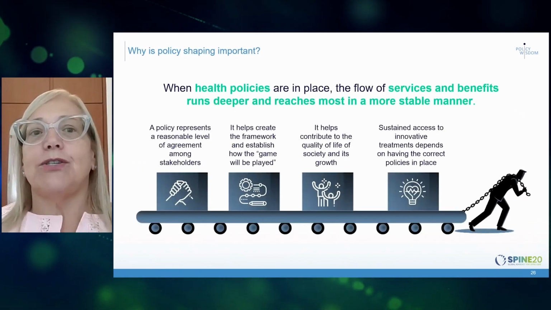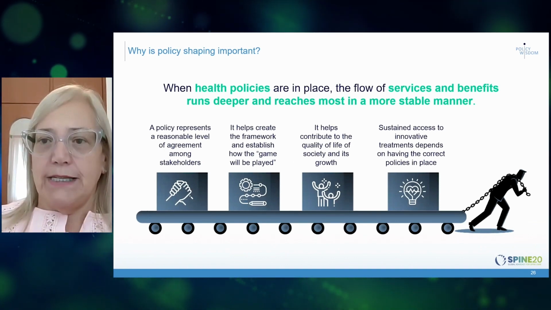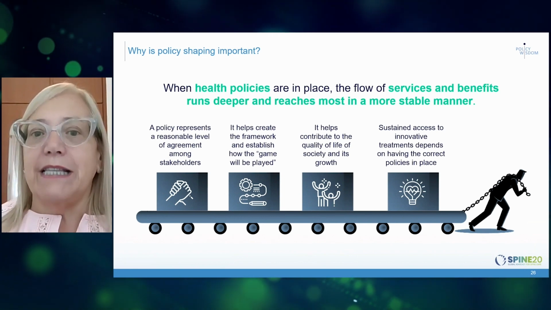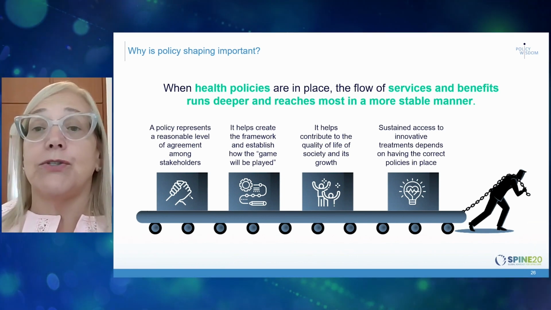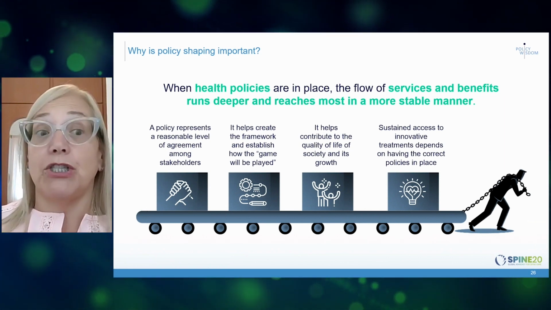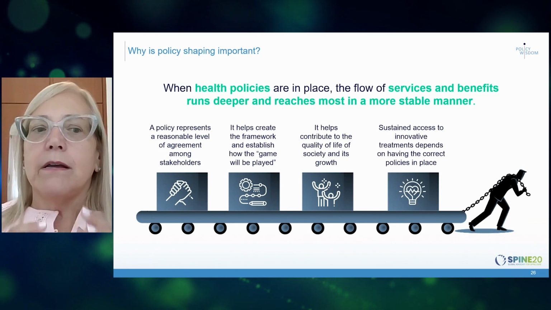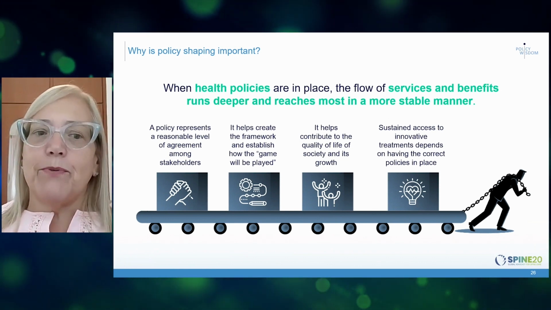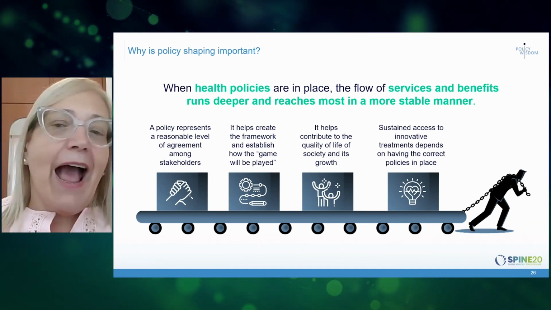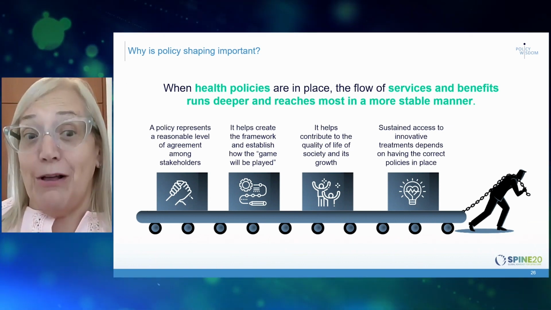So why is it so important to do policy shaping? Because when we shape policies and when we have policies in place, the impact runs deeper and in a more stable manner. So the depth and breadth of the impact of a health intervention is much bigger. Also, there are other reasons why we want policies in place. First of all, because a policy represents a reasonable level of agreement among stakeholders. Even if it's a law and it was voted half plus one, there is a reasonable level of agreement.